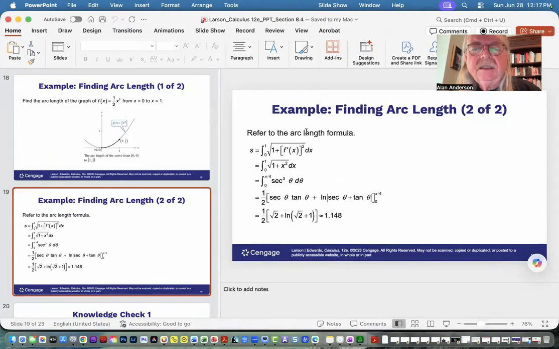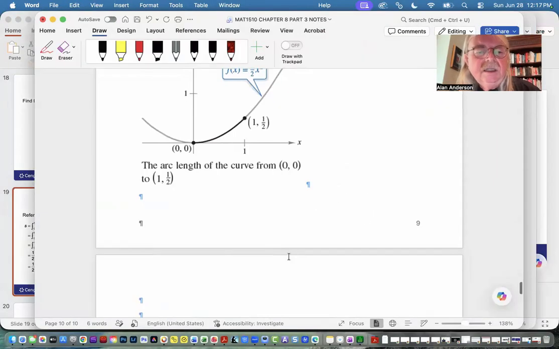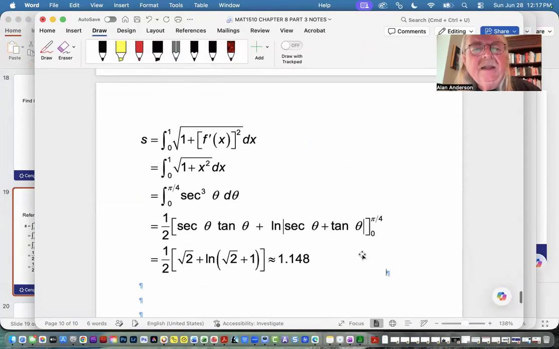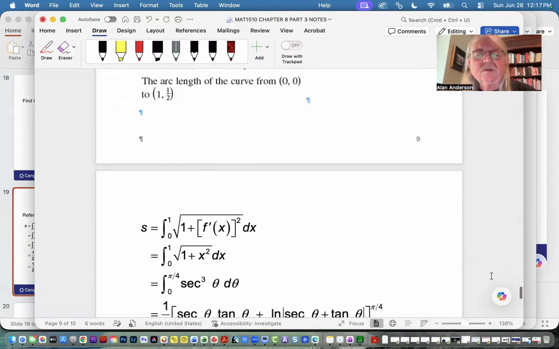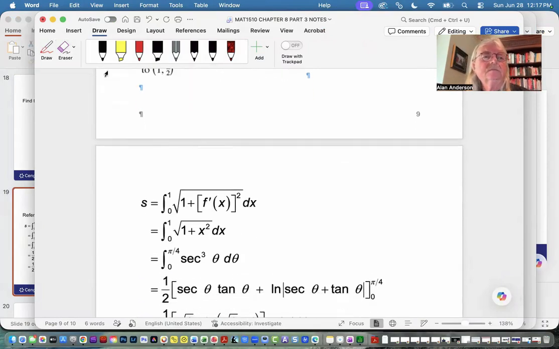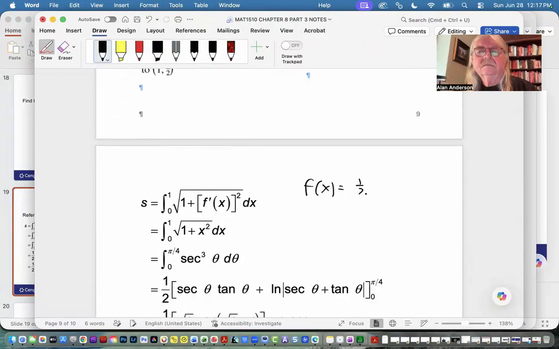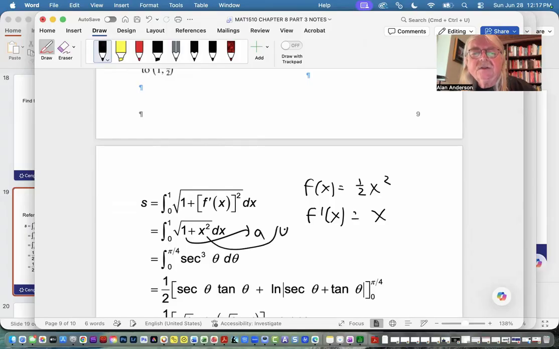that here's the formula, and they're making the case. Now, in this case, the function is 1/2 x squared, which means, of course, that f prime of x is just x. And that is going to be squared because it's f prime of x squared. And then all of a sudden, this is just like what we've been doing. Here's our a, and here's our u.